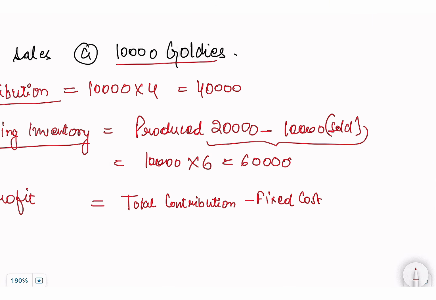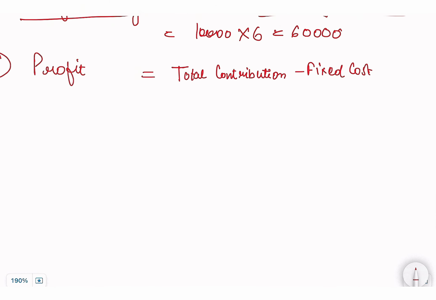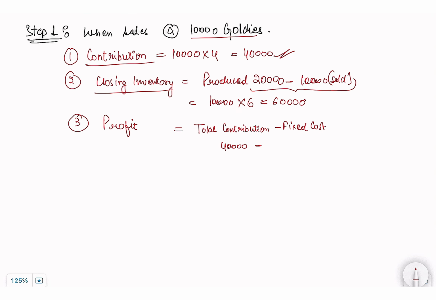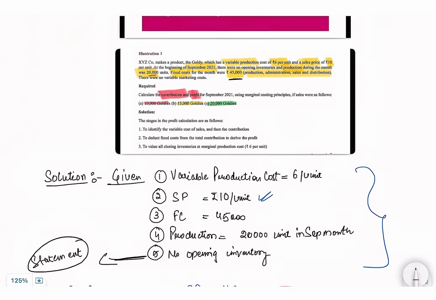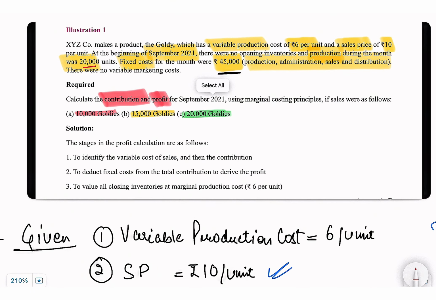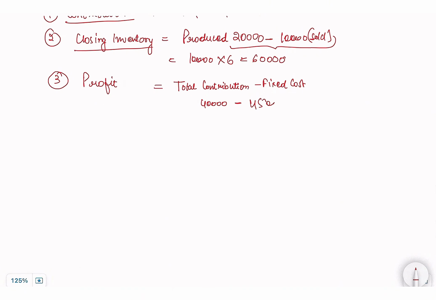Okay, 40,000 is the total contribution. So I'm writing down 40,000 over here, and then minus the fixed cost. How much is the fixed cost? We have to look at the question. See, the fixed cost for a month is 45,000. Okay, so fixed cost is 45,000. So how much is the total? We have a loss of 5,000. Okay.